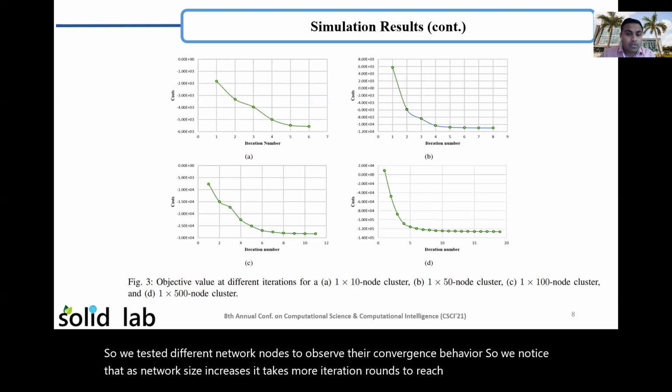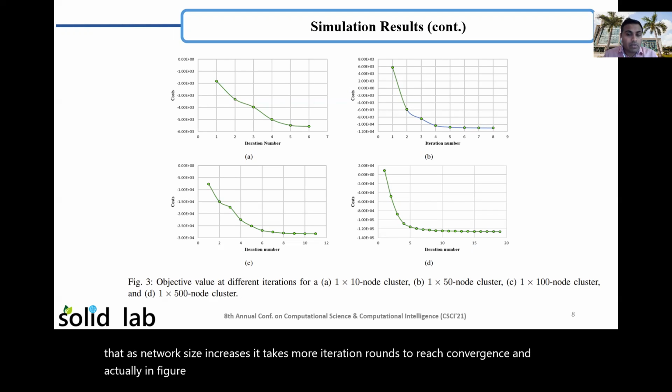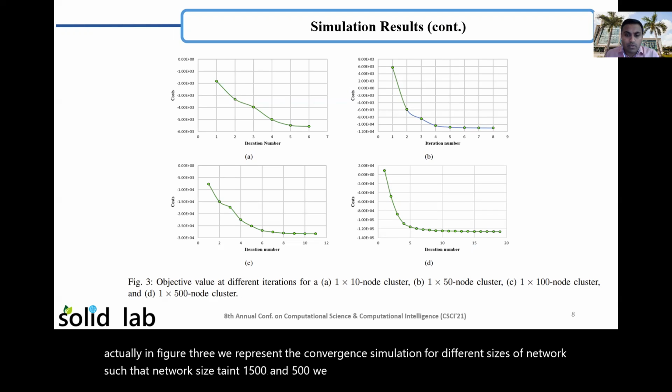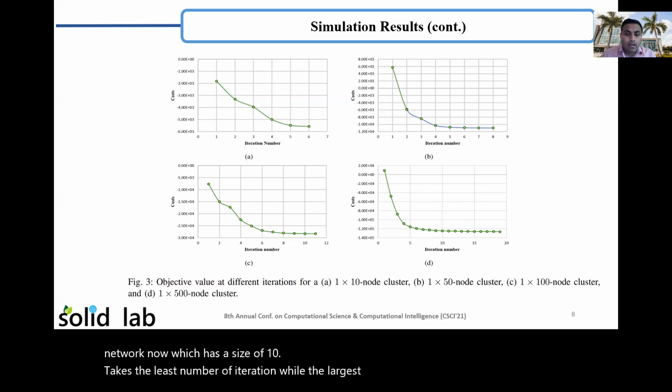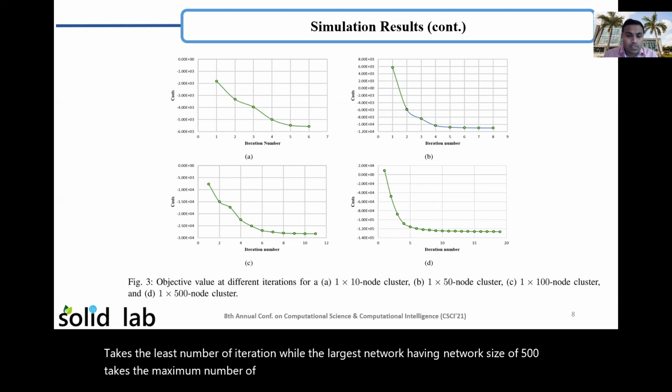In figure 3, we represent the convergence simulation for different network sizes: 10, 50, 100, and 500. We can observe that the smallest network, which has a size of 10, takes the least number of iterations, while the largest network, having a size of 500, takes the maximum number of iterations among all considered networks to reach convergence.